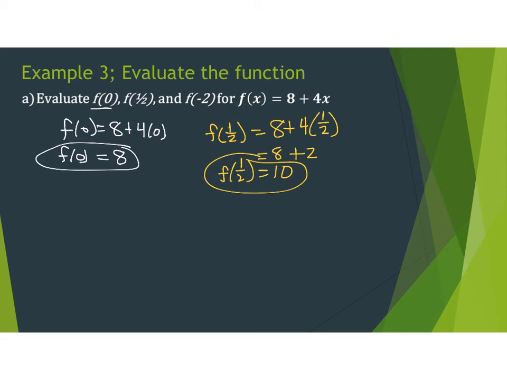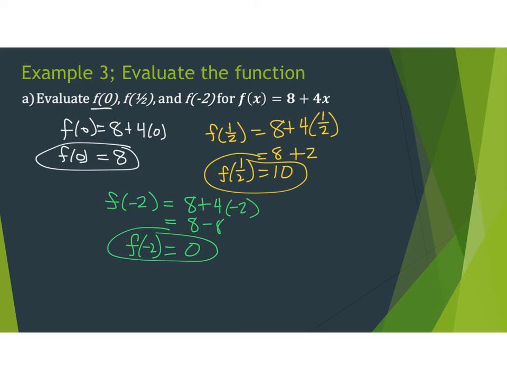And the last one is negative 2. F of negative 2 equals 8 plus 4 times negative 2. 4 times negative 2 is a negative 8, so 8 minus 8 is 0. F of negative 2 is 0. So that's how you would evaluate a function.